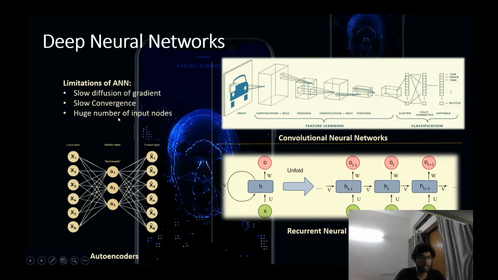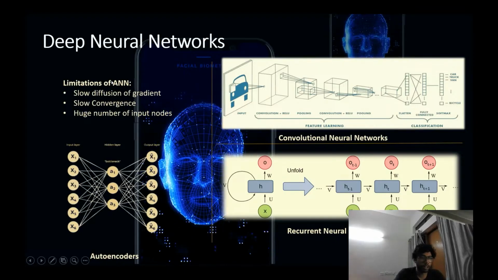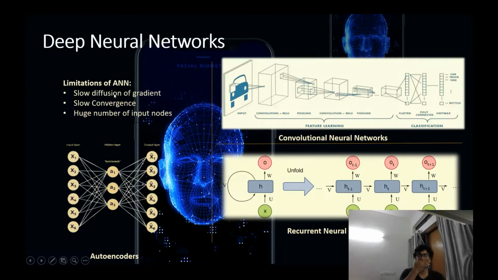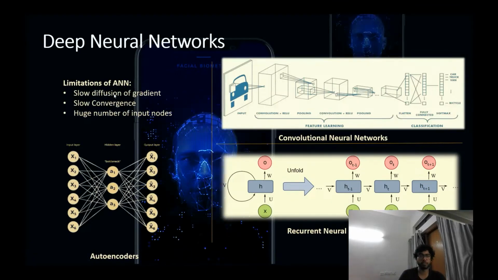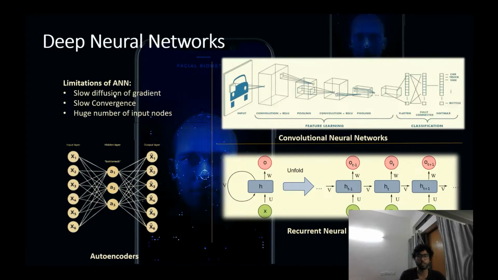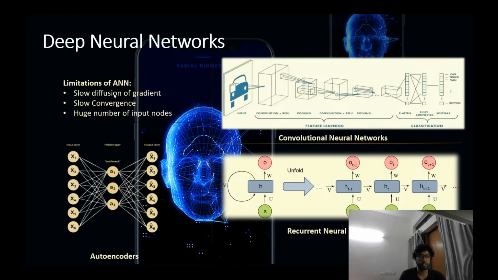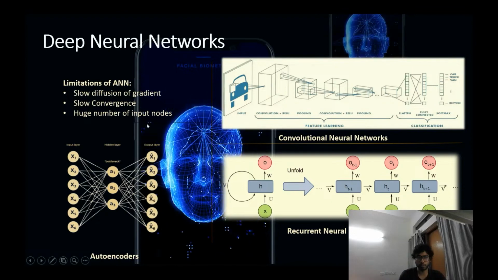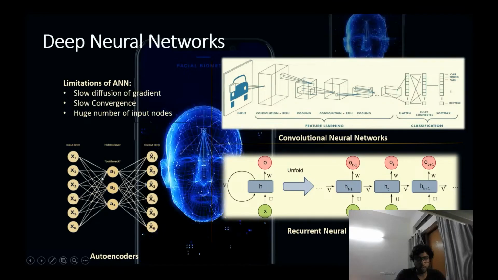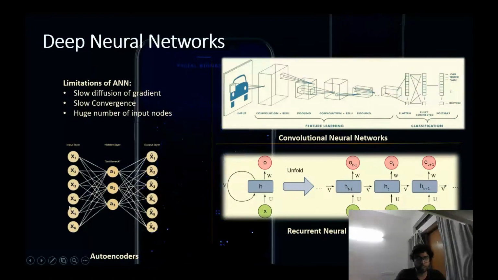So what are the disadvantages of the artificial neural networks that we saw? One is the diffusion of gradient. When you have a lot of layers and a lot of nodes, your gradient descent will become very slow, and that's why you will have slow convergence due to a huge number of input nodes. There are a few solutions to this.